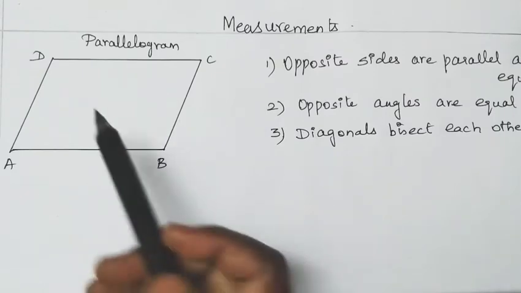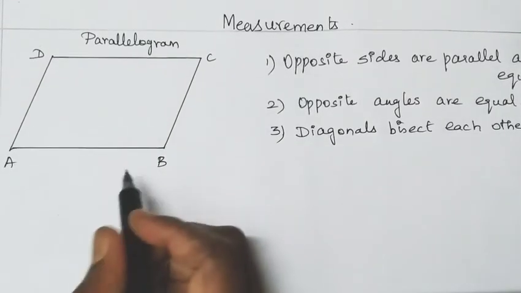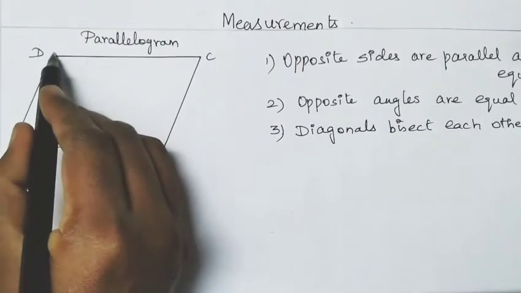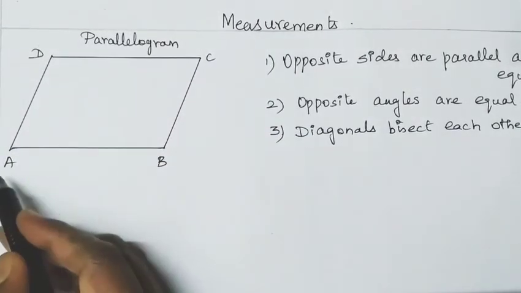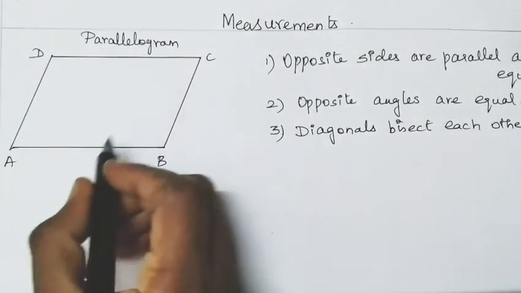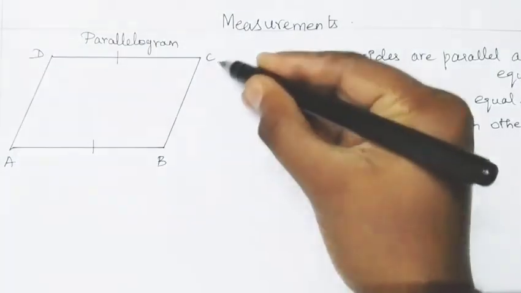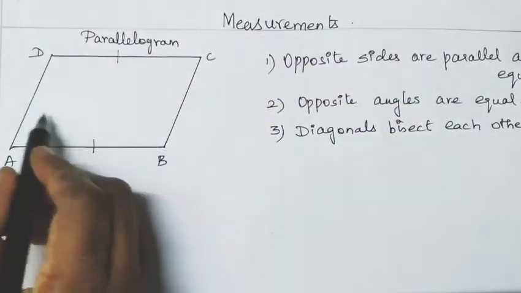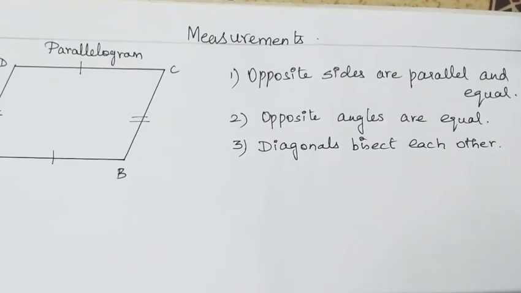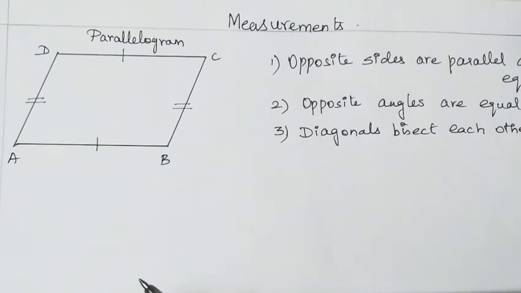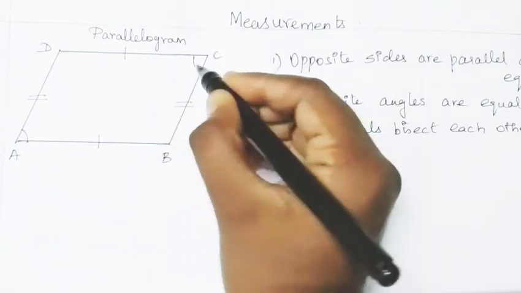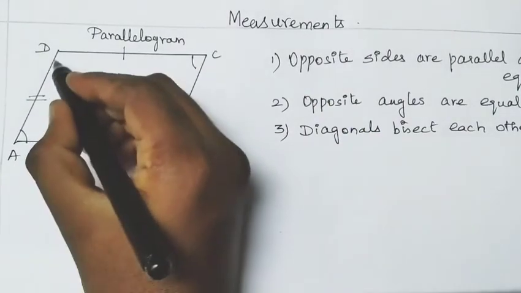Now let's see about parallelogram. So parallelogram, 4-sided polygon AB, BC, CD and DA. Opposite sides are parallel and equal. That is, AB is equal to CD and BC is equal to AD. So opposite sides are parallel and equal. And the second point is opposite angles are also equal. Angle A is equal to angle C. Angle B is equals to angle D.